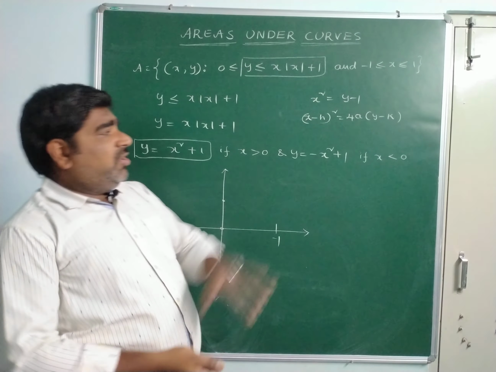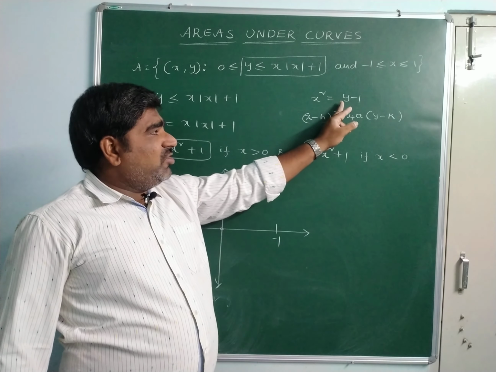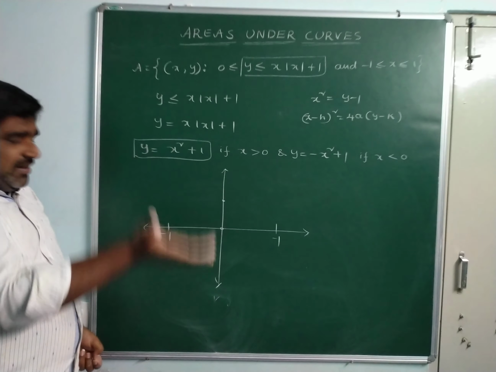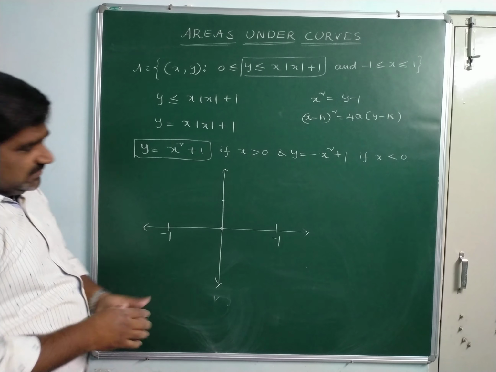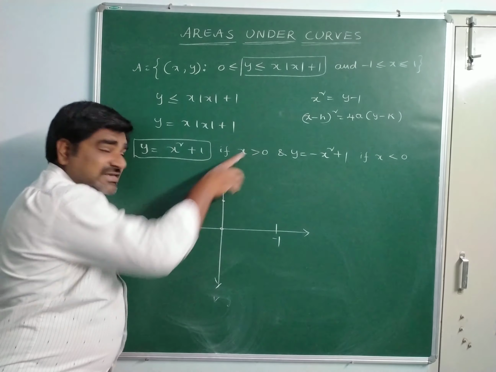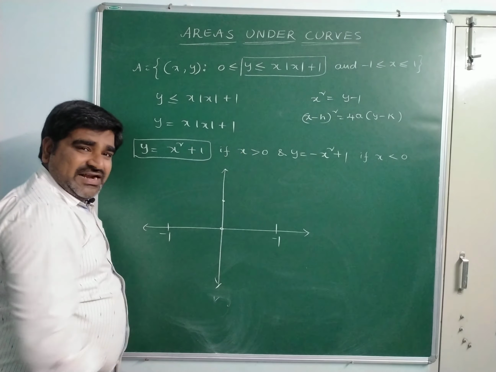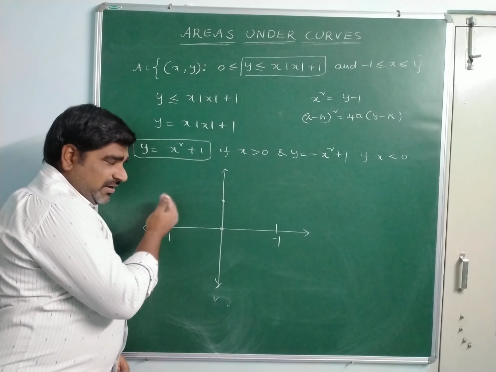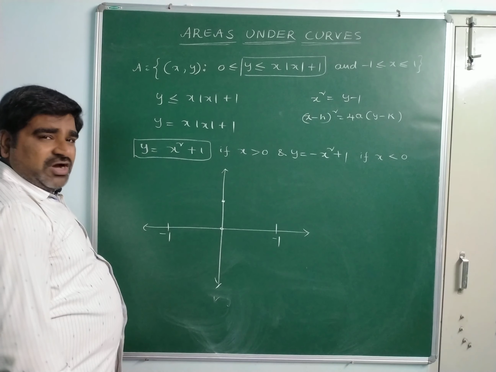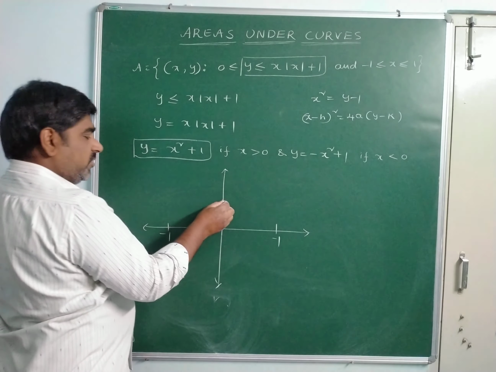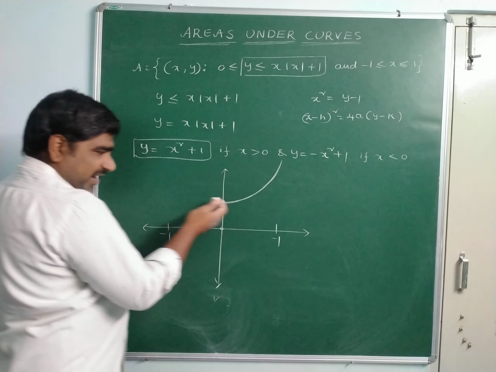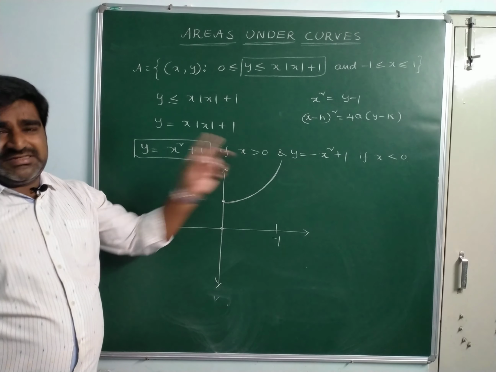Since x square is equal to plus 4a into y minus k, it is of the form plus 4a. So clearly the curve opens upwards, that is an upward curve. And the condition is x greater than 0. So the curve should not lie on the left side of the y-axis. The vertex is at 0 comma 1, and the curve opens upwards. So you have to take only this branch of the parabola. You should not take this branch, because x is greater than 0.